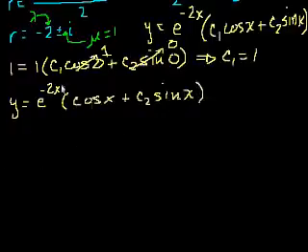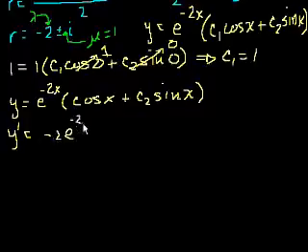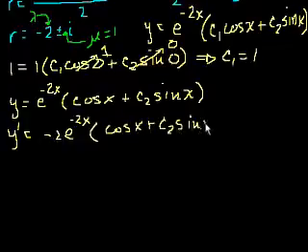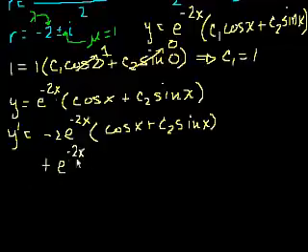Now let's take the derivative of this so that we can use the second initial condition. So y prime is equal to, we're going to have to do a little bit of product rule here. So what's the derivative of the first expression? It's minus 2 e to the minus 2x, and we multiply that times the second expression, cosine of x plus c2 sine of x. And then we add that to just the regular first expression, so plus e to the minus 2x times the derivative of the second expression. So what's the derivative of cosine of x? It's minus sine of x.